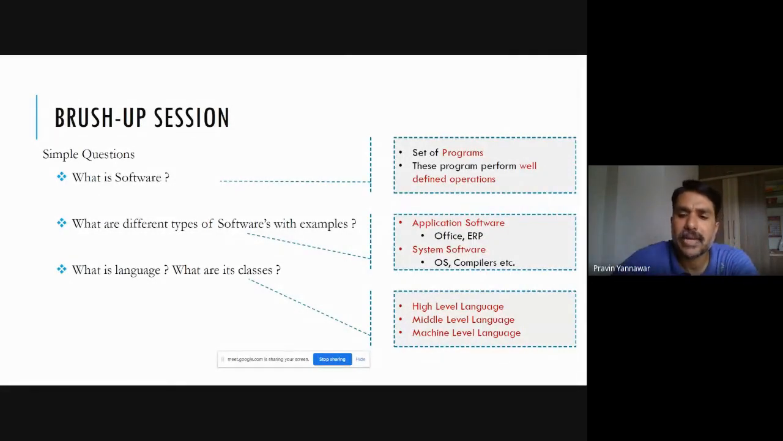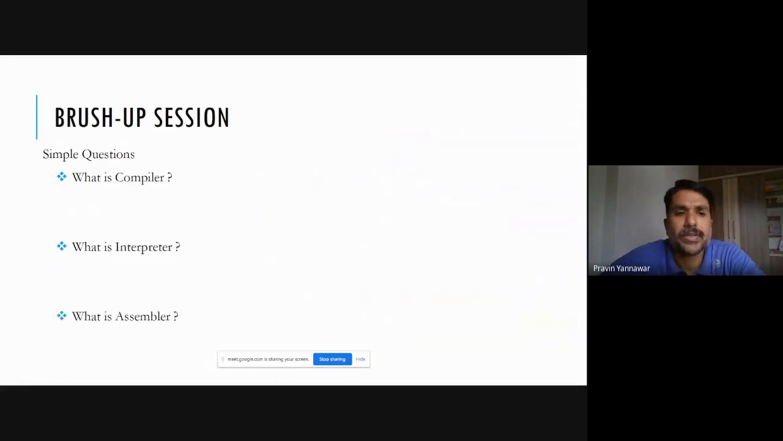For high level language, you can take an example. For middle level language, the best example is assembly level language, and for machine level language, the best example is machine code, right? If you are good at C++, you know that there is object code. Object code is nothing but machine readable code, which is parsed by the machine, and the respective action is taken up. Okay, so let's go with this.